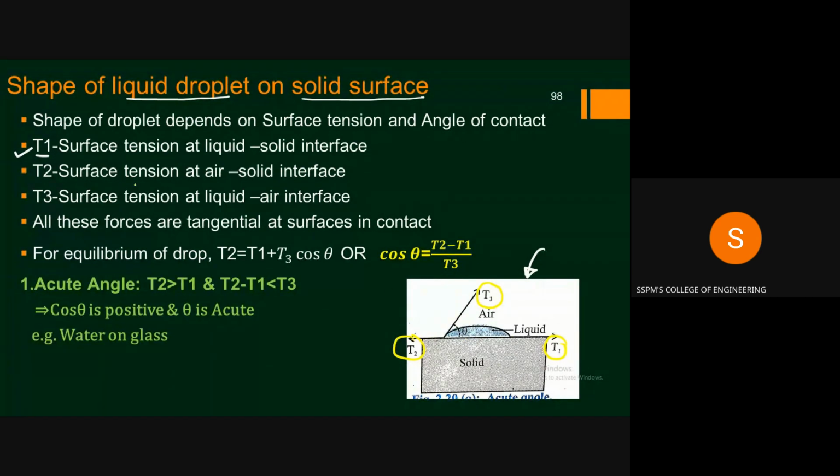So the shape of the water droplet or any droplet will depend on three forces: T1, T2 and T3. Basically, T1 is nothing but the surface tension at the liquid-solid interface. T2 is the surface tension at the air-solid interface. T3 is the surface tension at the liquid-air interface.